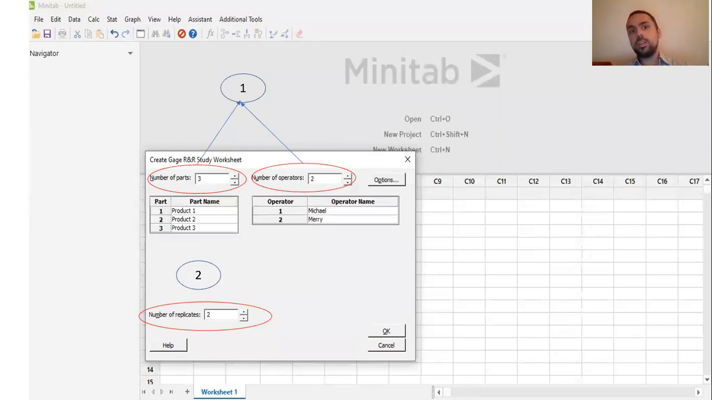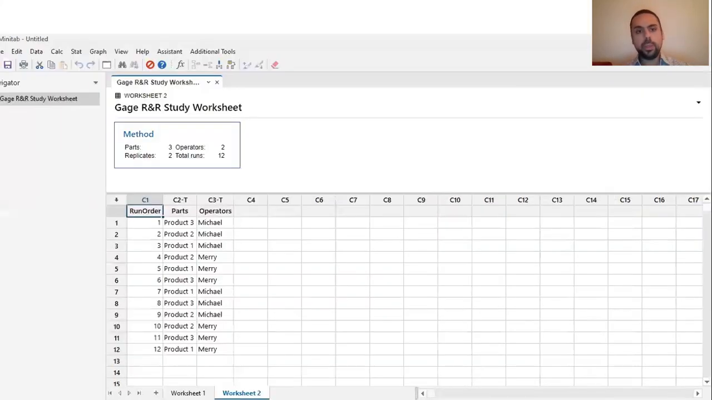Specify the number of products, the number of parts. Specify the number of operators and the number of replicates. We should specify how many times we want to measure per product. After that, we click OK. So as you can see, Minitab specifies how many measurements we should do.